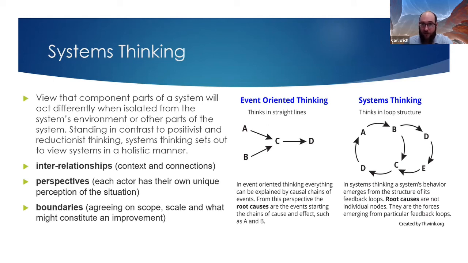As you can see in the diagram to the right, root causes are not individual nodes. They are forces emerging from particular feedback loops. They're more about processes, not about specific events. So what's important to understand in your processes are the interrelationships, or the context of connections between the points, between organizations and individuals and services, and then the perspectives. So how is each person experiencing the system?